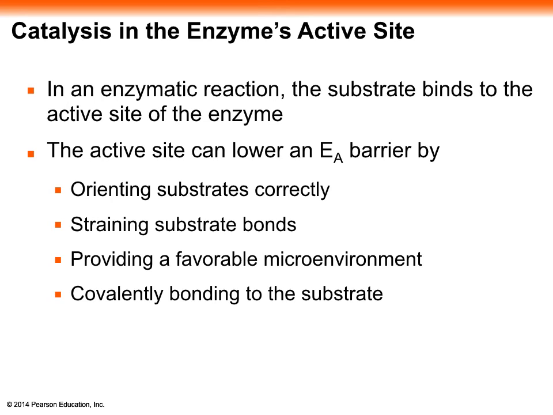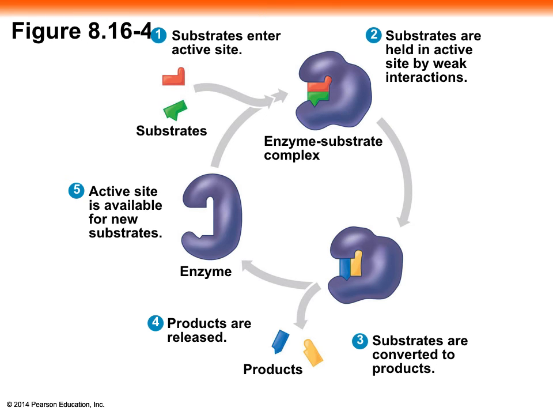In an enzymatic reaction, the substrate binds to the active site of the enzyme. The active site can lower the activation energy barrier by orienting substrates correctly, or straining substrate bonds, or providing a favorable microenvironment, or covalently bonding to the substrate. And here's an example of that.